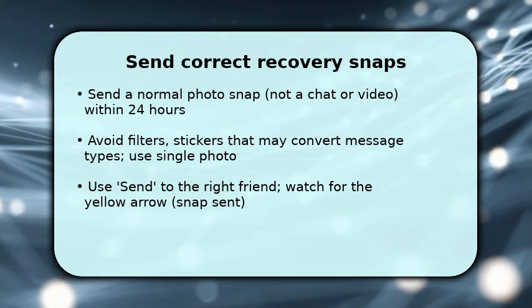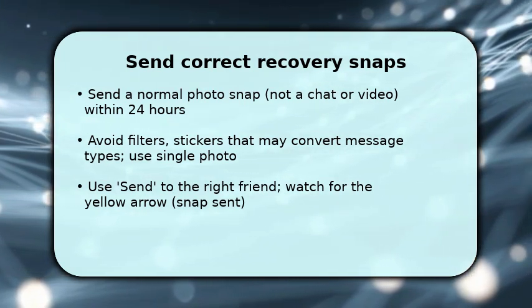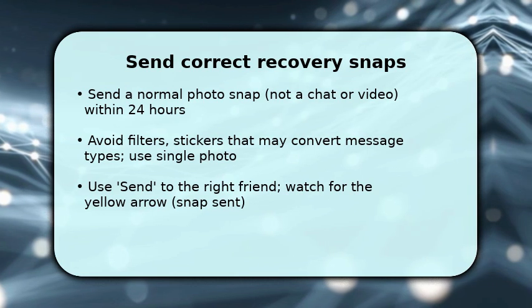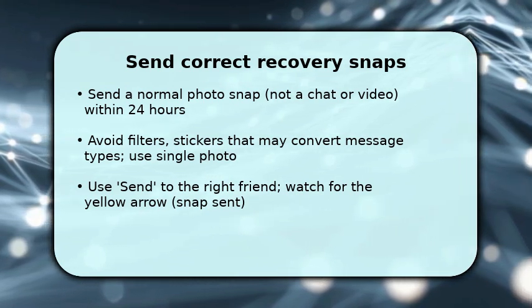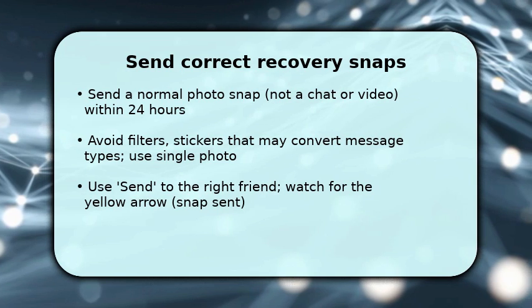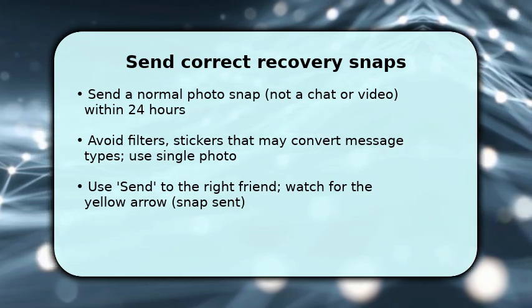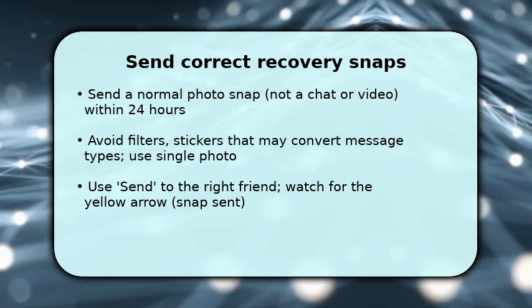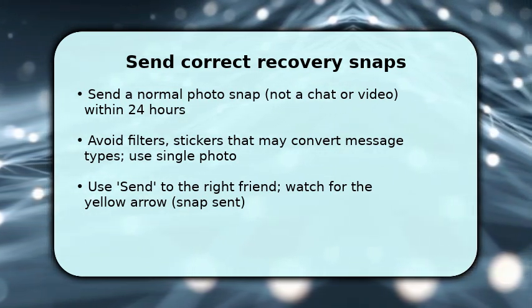Send a standard photo snap, no chat messages, no videos, no stories. The why is simple. Streaks count photo/video snaps exchanged and chats don't. Once you take a photo, don't add heavy filters that might change delivery. Press and hold the send arrow and pick the exact friend. Make sure you see the yellow arrow and the open/received icons.